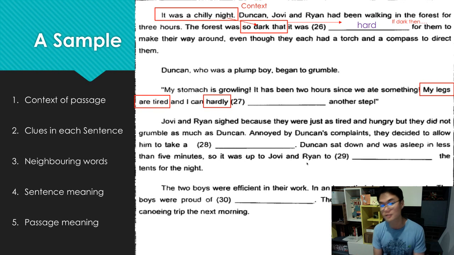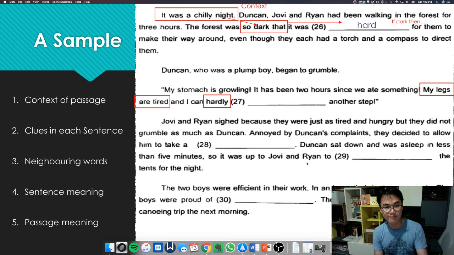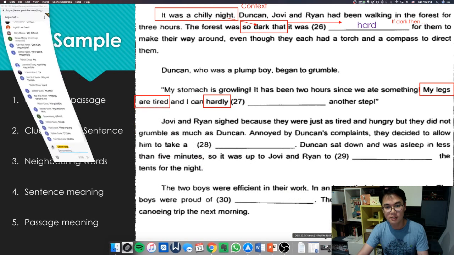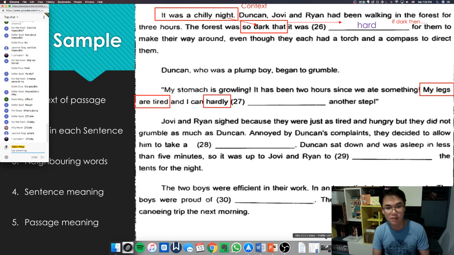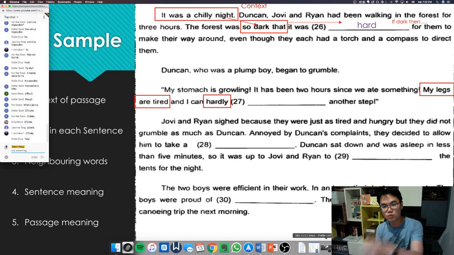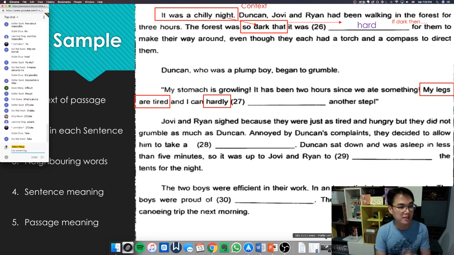What type of word is hardly? Right? Yes, exactly, it's an adverb, right? How do I know it's an adverb? The form ly, right? So: "I can hardly take another step." Okay? So this tells me this adverb, all right? This adverb, very good, some of you are already putting your answers down. This adverb tells me the next word for blank 27 is going to be a verb, right?